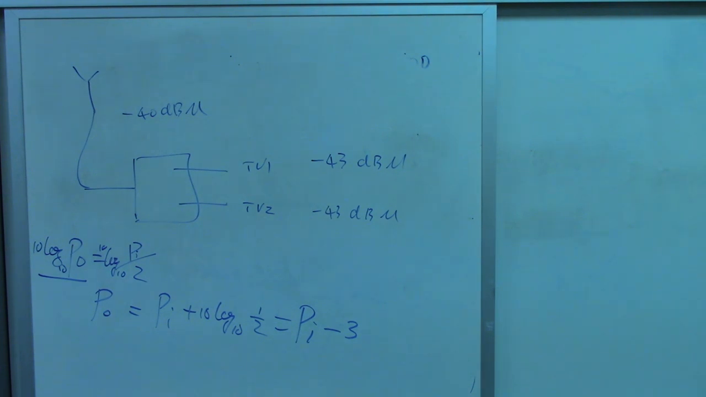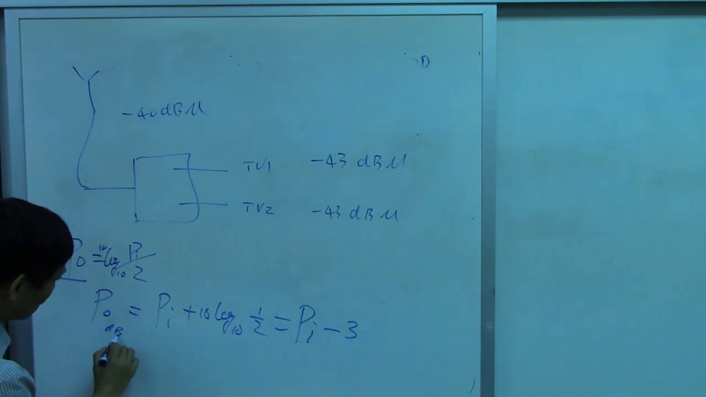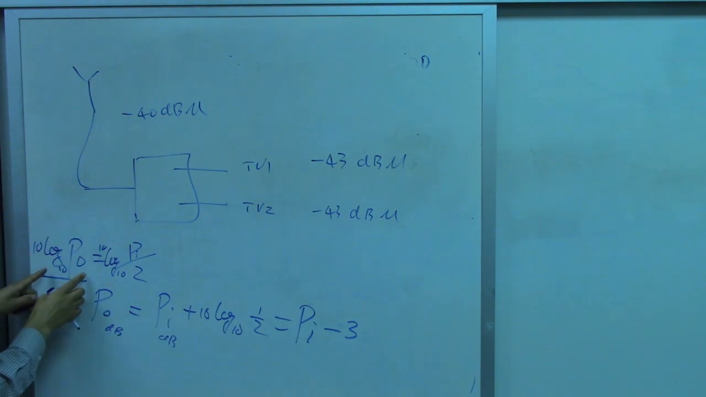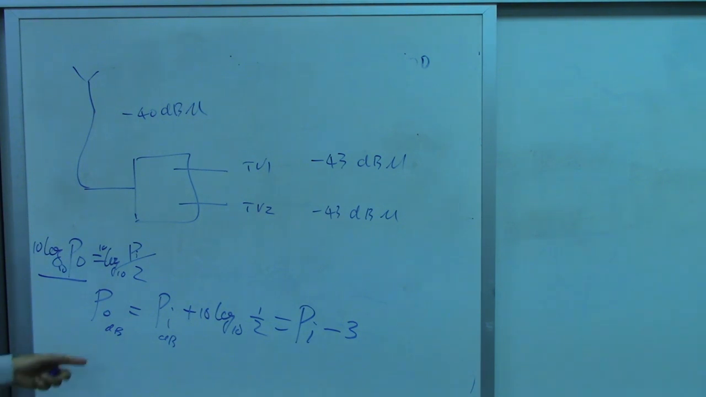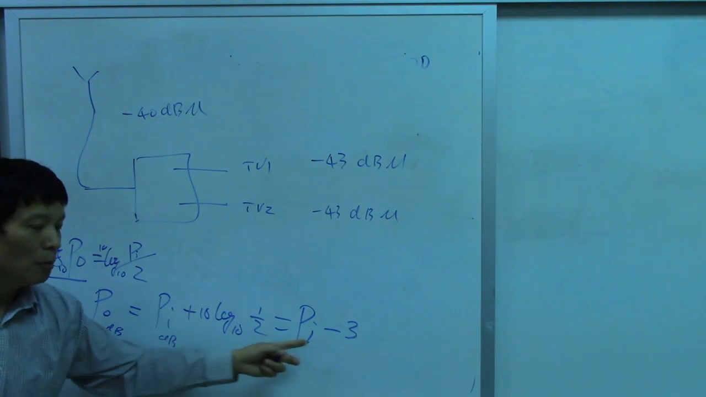So your PI would be your negative 40 dB? Yes, this one here is in dB, this one is in dB, because we take the log times 10. So this absolute value in watts is converted into a dB value. So in terms of dB micro, the output power equals the input power minus 3.